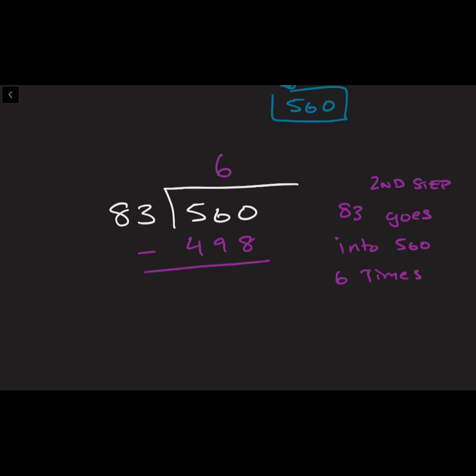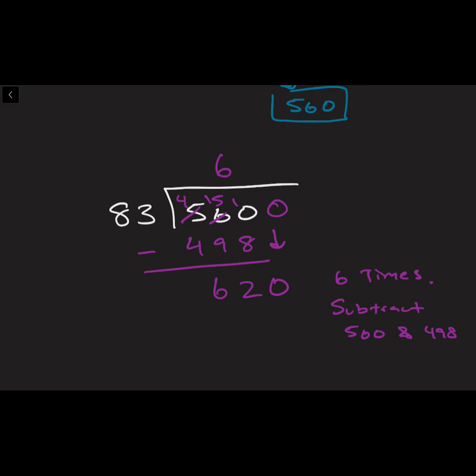Then we can go ahead and subtract this. So we're going to subtract 560 and 498. When we subtract, we're going to get a 62, okay? 5, 10, 4. So we got 2, then we got a 6, all right? Then we're going to bring our 0 down. So now we got 620. We go ahead and erase this, and we go ahead and get to our third step of the day.